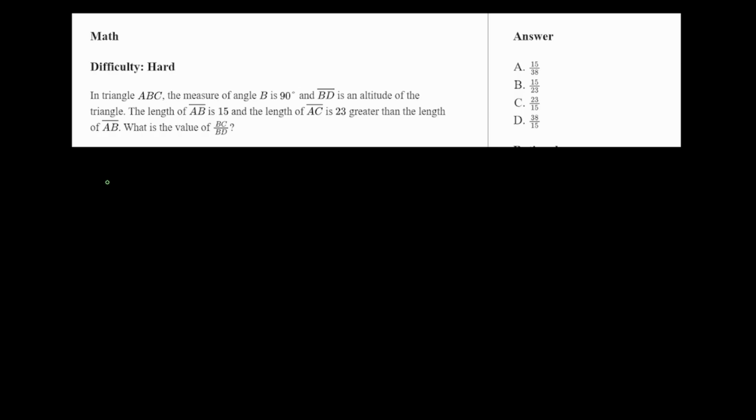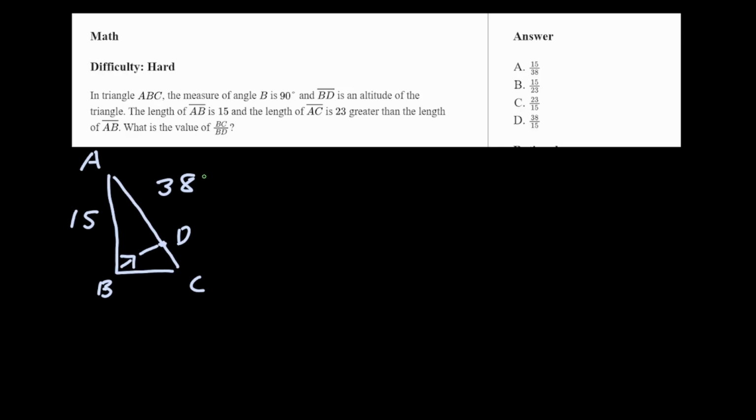This question says that triangle ABC, where the measured angle B is a right angle, has an altitude BD, which is perpendicular to the hypotenuse, where AB is 15 and AC is 23 greater than AB. AC, okay. So AB is 15 and AC is 15 plus 23, which is 38. What is the value of BC over BD?